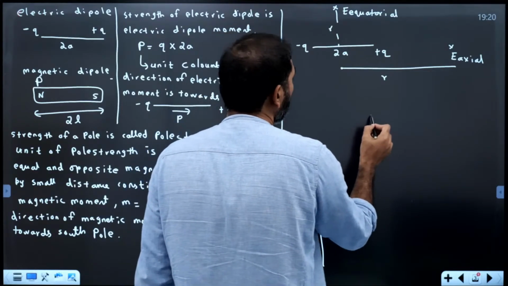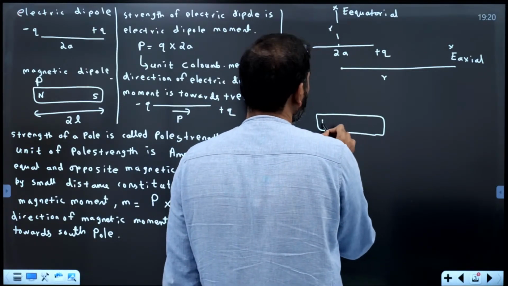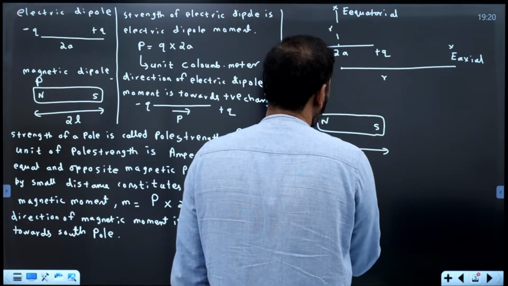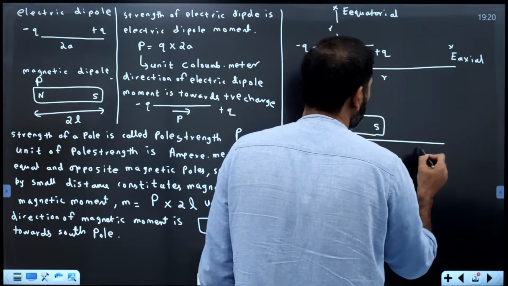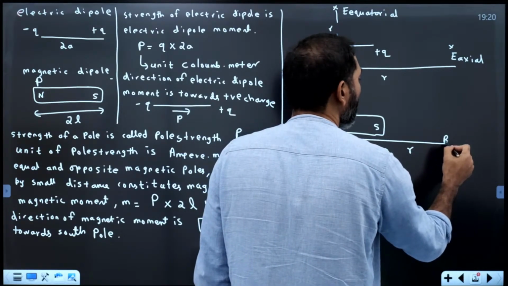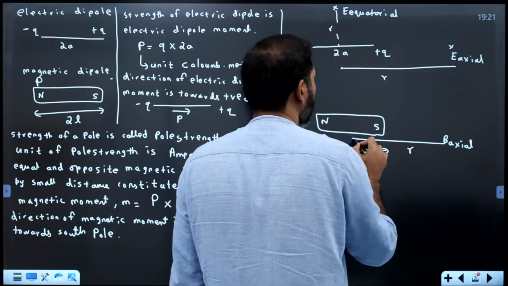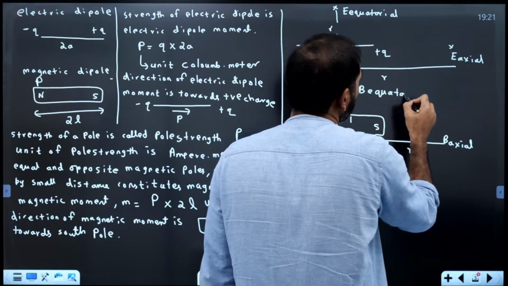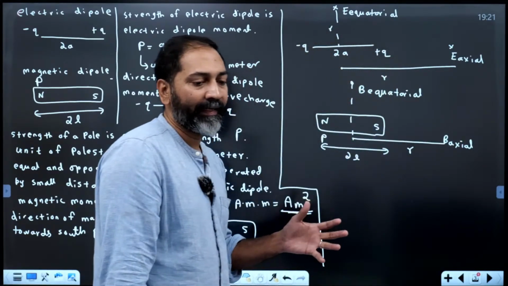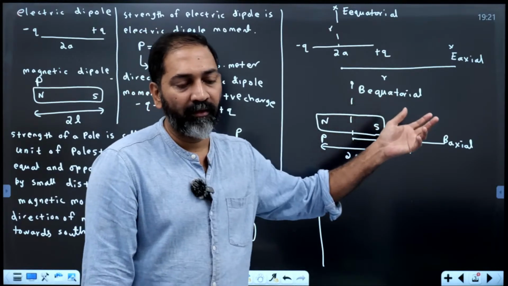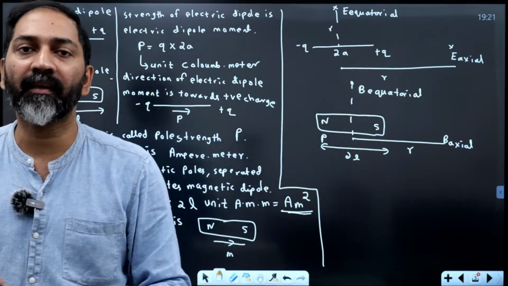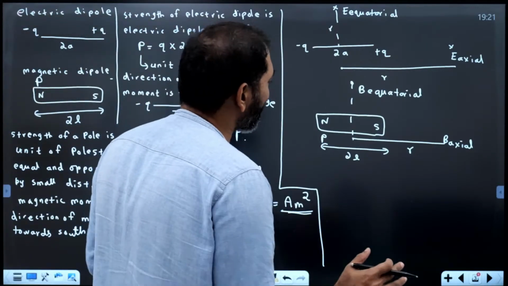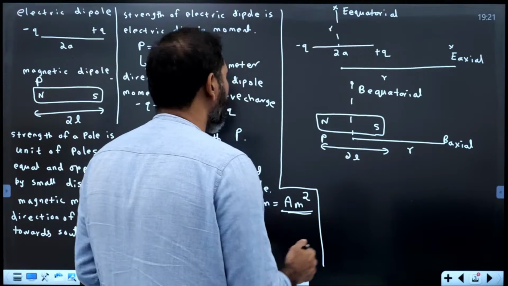And similar to that, in the magnet case also, suppose this is north, this is south, pole strength P, separated by a distance of 2L. So this much distance is r. So here we will get what? B axial, along the axial point. And here we will get B equatorial. So I understand from these figures that the electric case and magnetic case are the same. E axial, B axial are the same. Electric field at axial, electric field at equatorial. The concept is the same. I am not saying the equation is the same. The concept is the same.